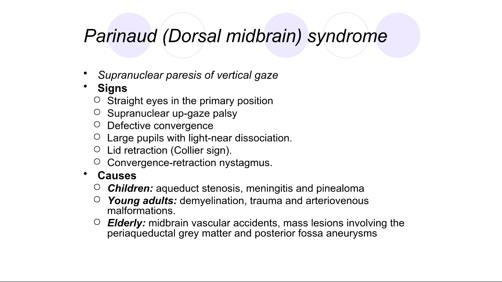So your signs are that the patients can't look up, all right? So they have a supranuclear upgaze palsy. They have a defective convergence, and so they have large pupils with light near dissociation. Some of the causes in children include aqueduct stenosis, meningitis, pinealoma. In young adults, it could be demyelination, trauma, or AV malformations. In adults, it could be cerebrovascular accidents or mass lesions.